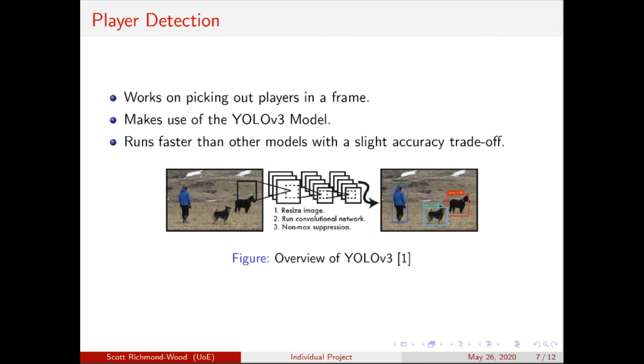The speedup is due to the fact that it makes use of a single convolutional network for all the separate components of object detection, essentially treating it as a regression problem, as opposed to using multiple networks for region proposal and object classification.